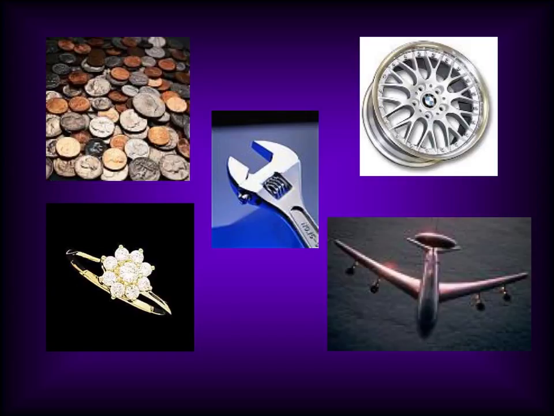Here's just a few examples of transition metals and the uses we have for them, right? Coins like nickel and copper and zinc as well in coins. Iron that we use in steel, all right? Alloys and things like that we use in rims that are very strong but light, okay? Jewelry, gold, okay? And also metals that we use on planes and automobiles and things like that.